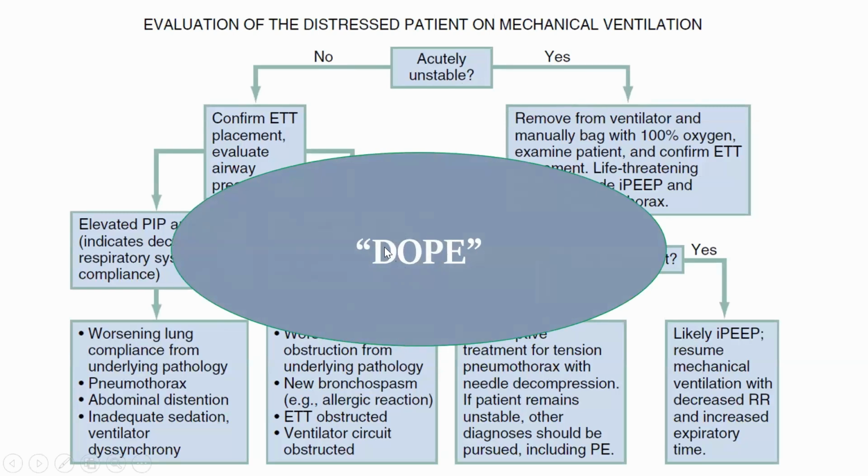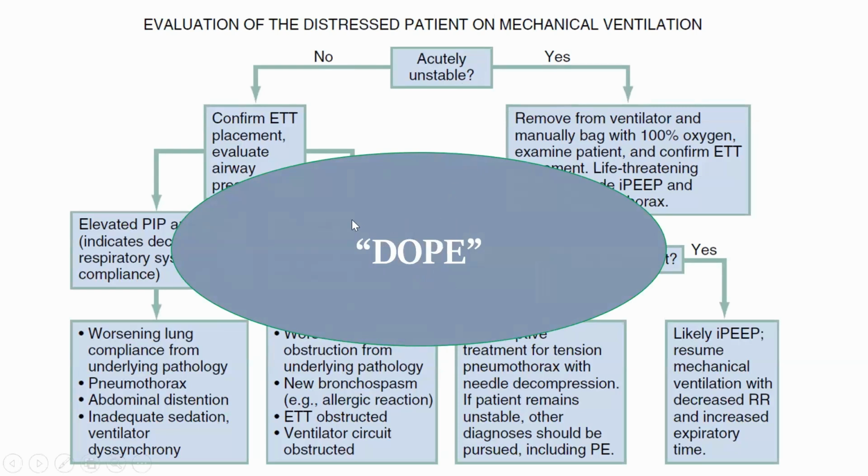Okay. So D is for dislodgement, the tube might dislodge. O is for obstruction, meaning the tube might have obstructed. P is for pneumothorax. So these are the killers. Okay. And finally, after you search for DOP, you can consider E. E is for equipment failure, or failure of the machine.